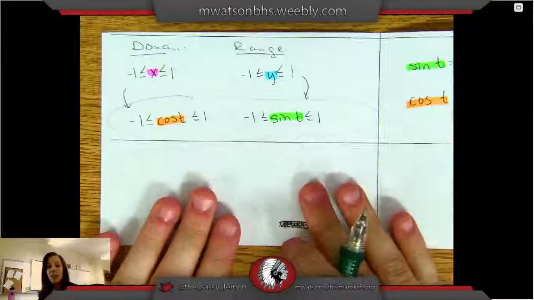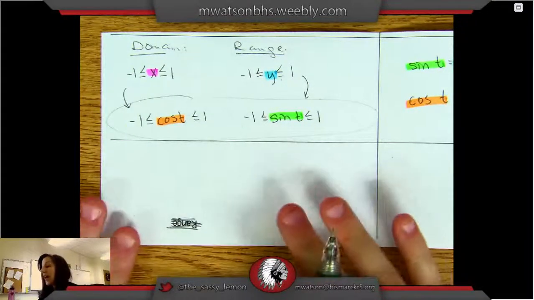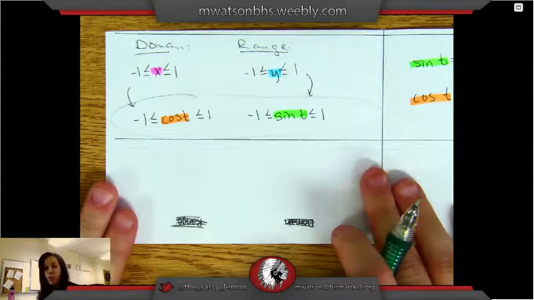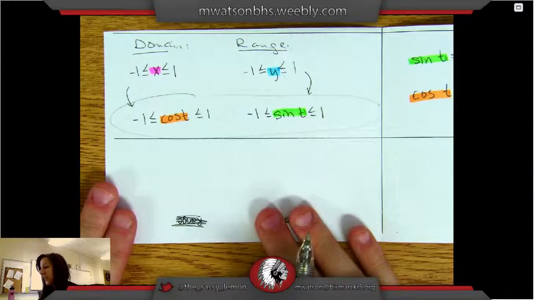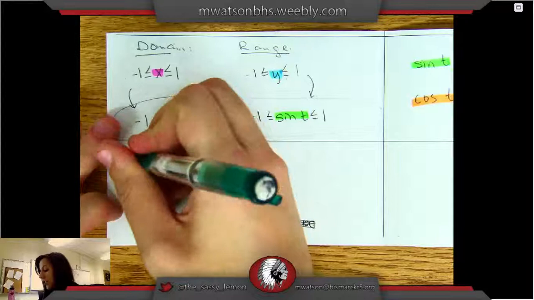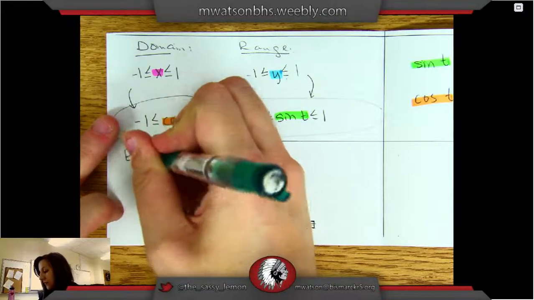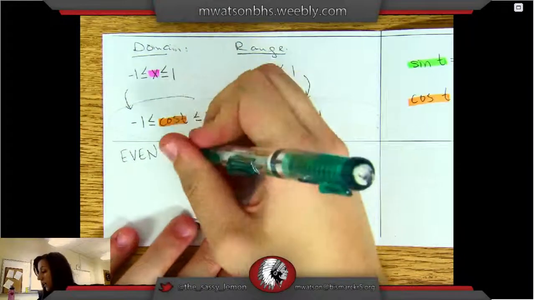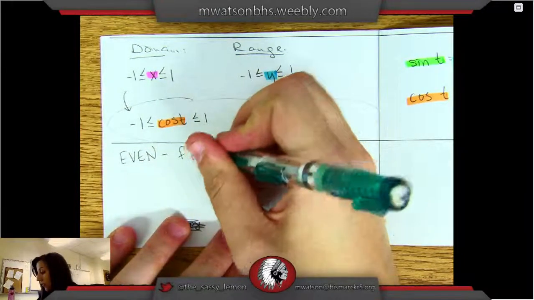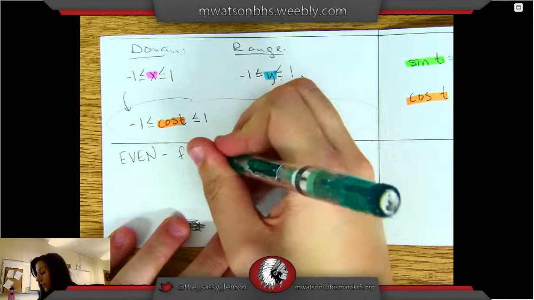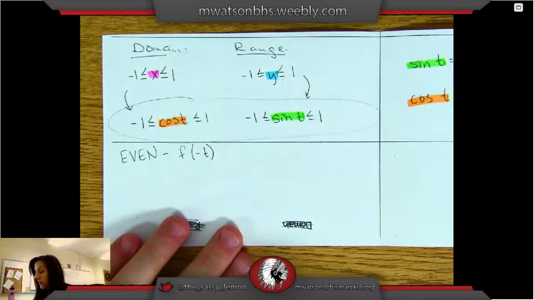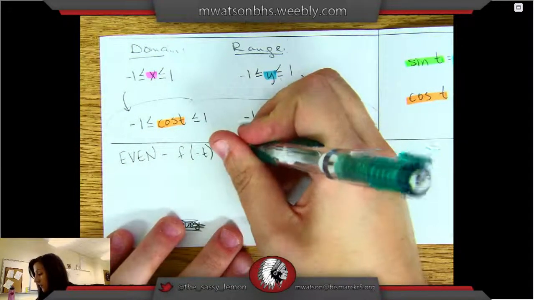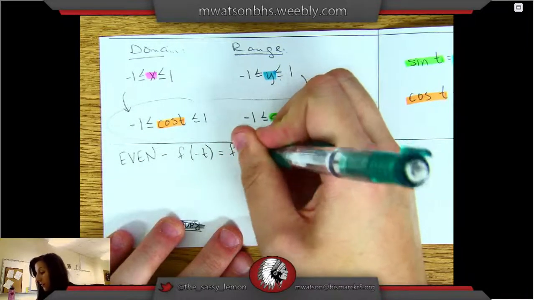Okay, so to get started, we need to actually define even and odd functions. I didn't put this in your words worth knowing, but I do want to put it in your foldable. An even function is a function where if you plug in a negative version of your variable, it's equal to the positive version of your variable.